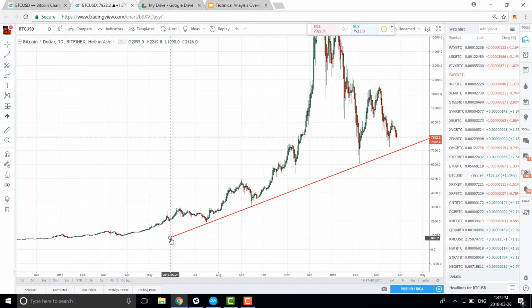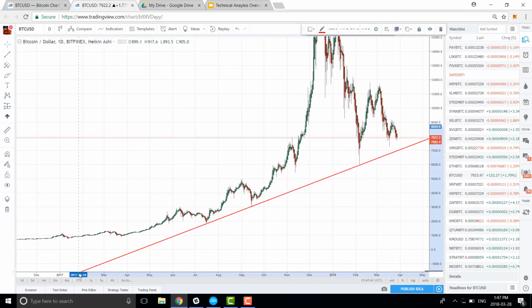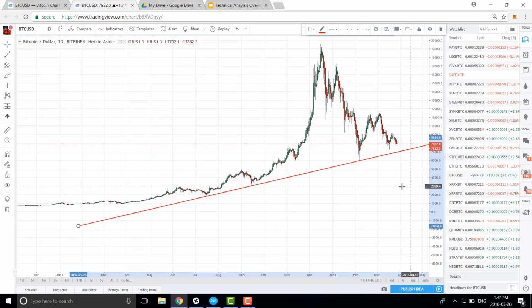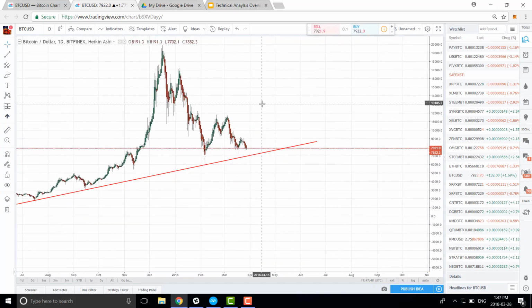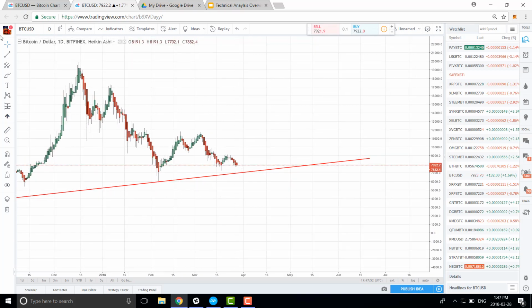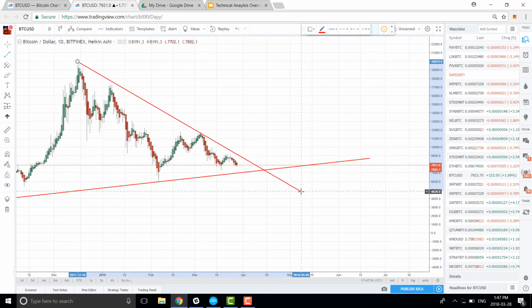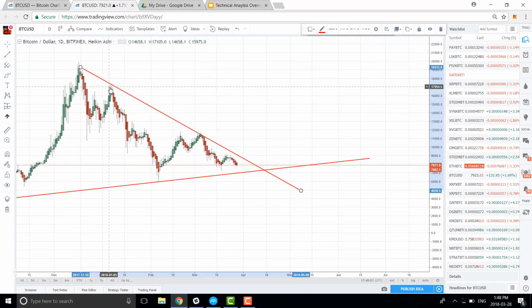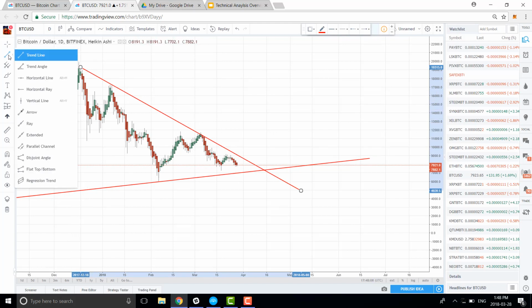So long term, this is trending up. You could extend this even longer. So this is trending up in price. But short term or medium, we've been trending down. And we've been hitting this channel. Basically, we've made a channel. So we can make a horizontal channel.